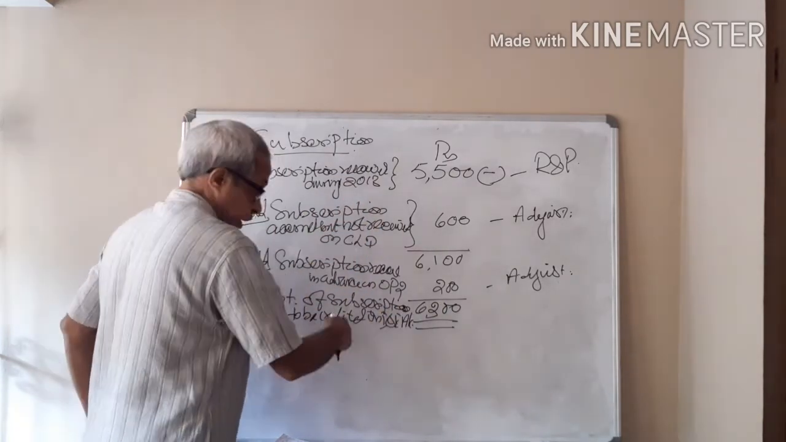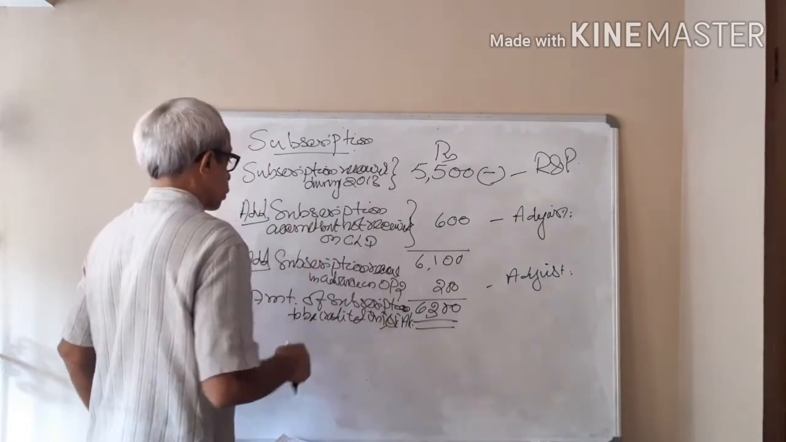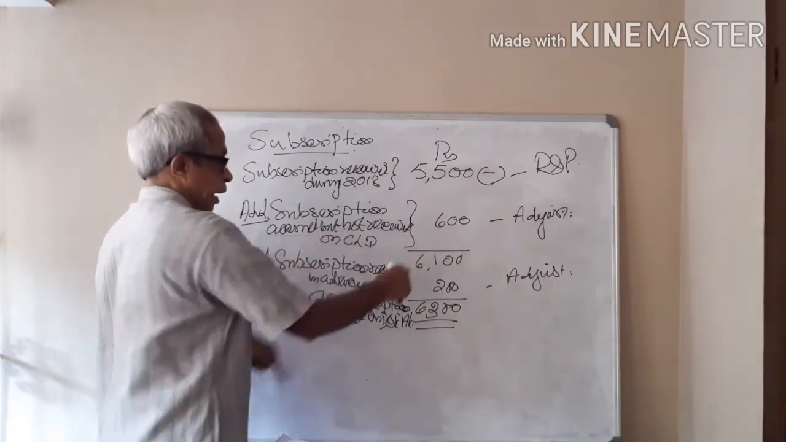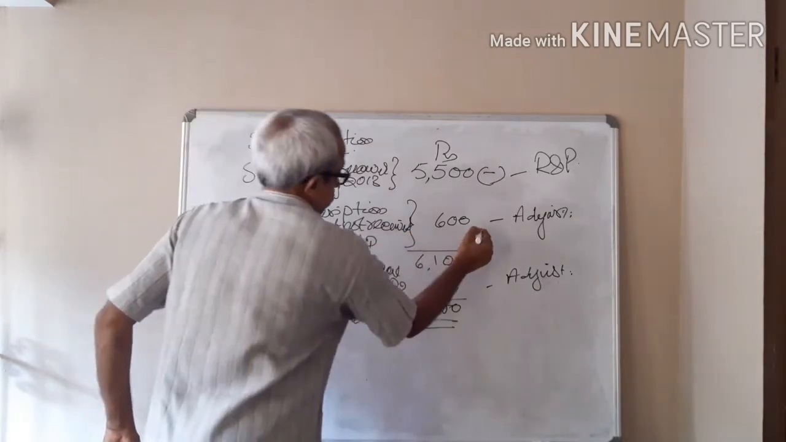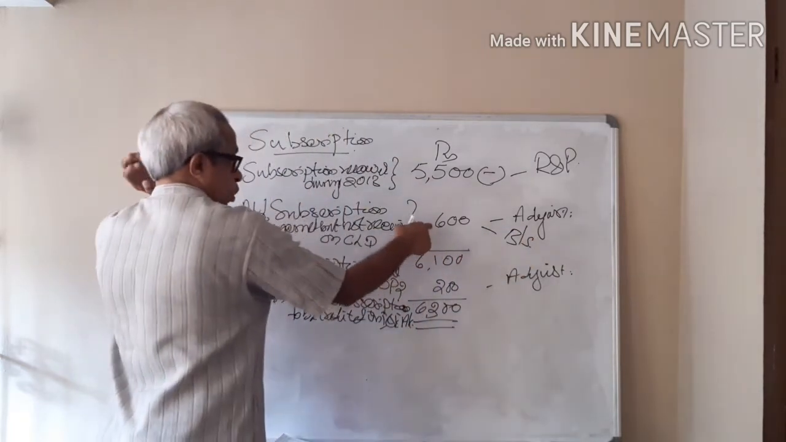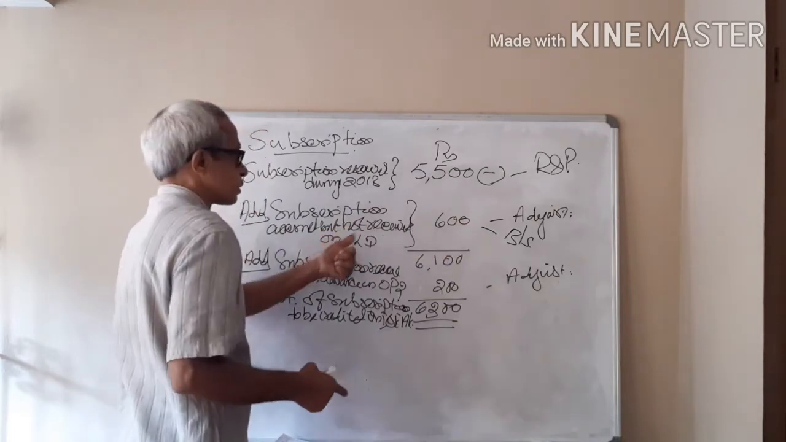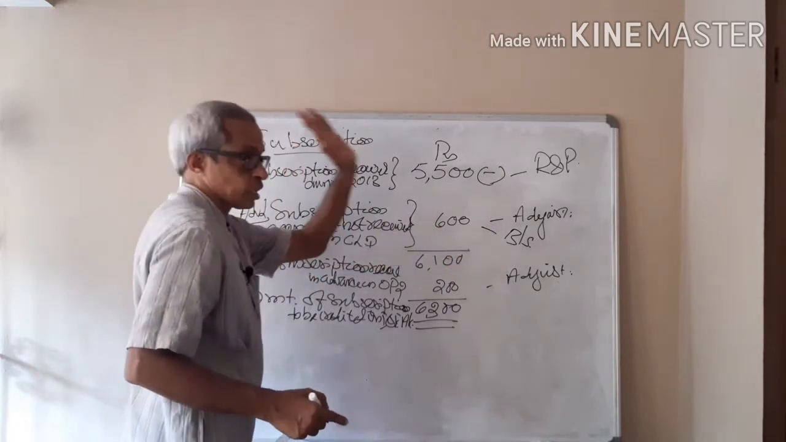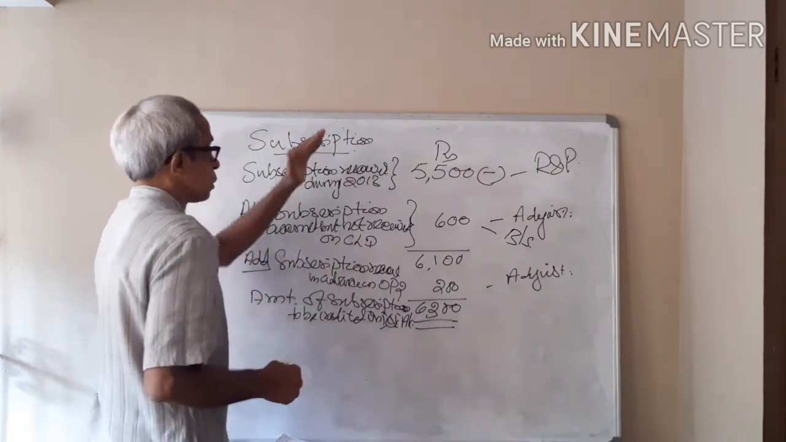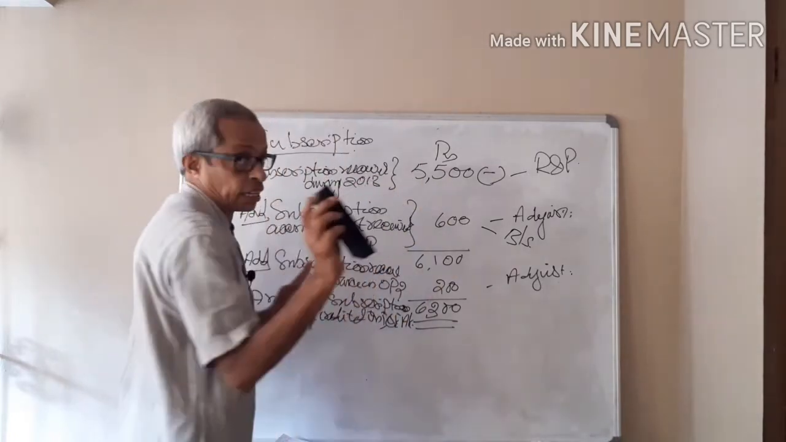This figure is credited to the income side of the income and expenditure account. This amount of 600 may be shown on the closing balance sheet also. This is the accrued subscription. Accrued subscription is an income to us, and the same may be shown on the asset side of the balance sheet to be prepared on closing date. This is the adjustment of subscription. First adjustment is over.